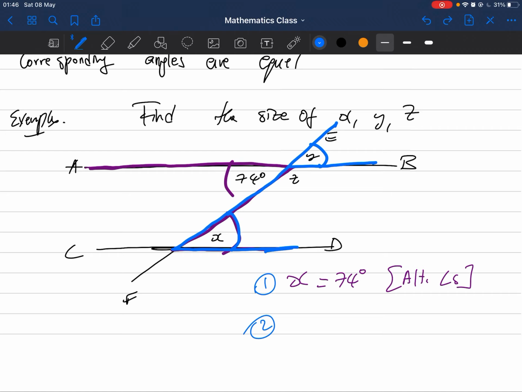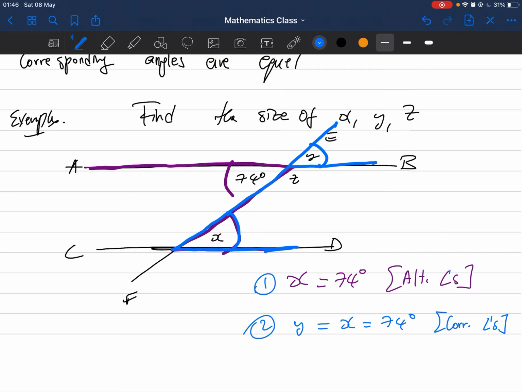So what does this mean? It means that angle y is equal to x, and you say x is equal to 74 degrees, right? So what is the reason here? This is corresponding angles. Nice. These are corresponding angles.